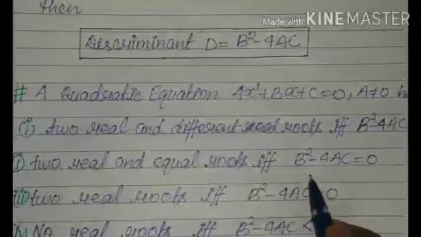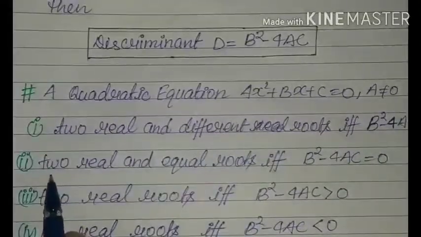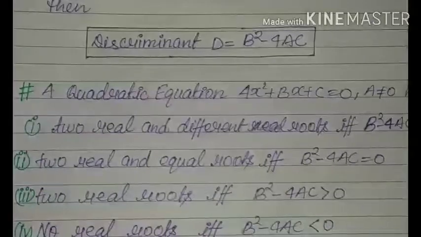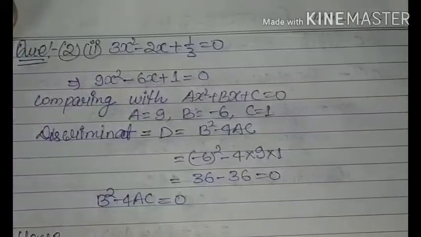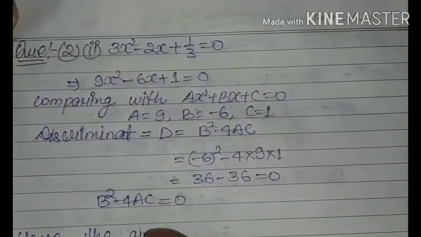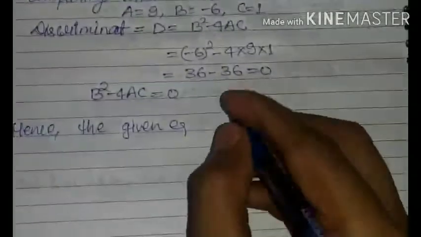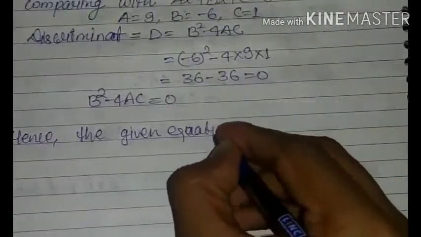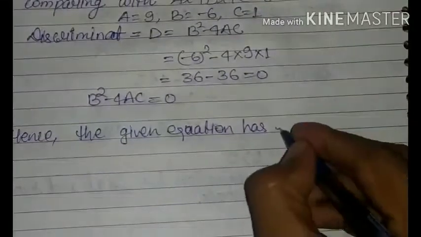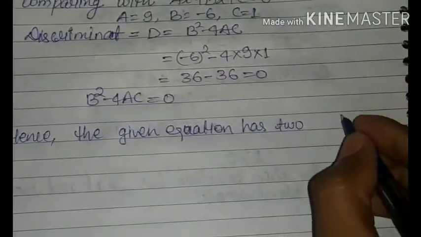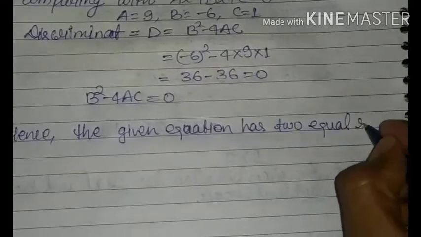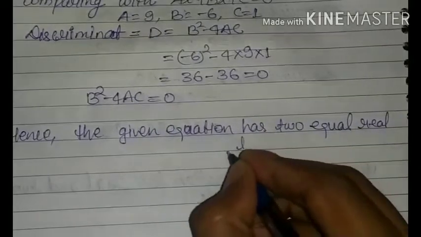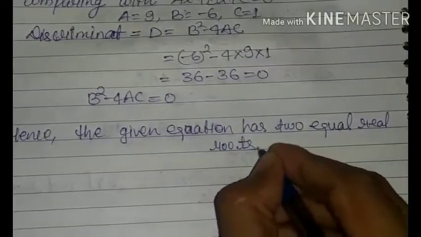And as per our conditions, if b² - 4ac equals 0, then the quadratic equation has two real and equal roots. Then we can write here: hence the given equation has two equal real roots.